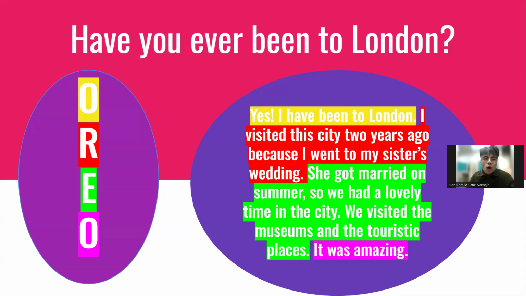So, what does Oreo stand for? Well, Oreo stands for O for opinion, R for reason, E for example, and O again, opinion again. So, in the previous example that we shared, I showed you how to mix simple past and present perfect. We're going to use the same example to identify the structure of the Oreo strategy.